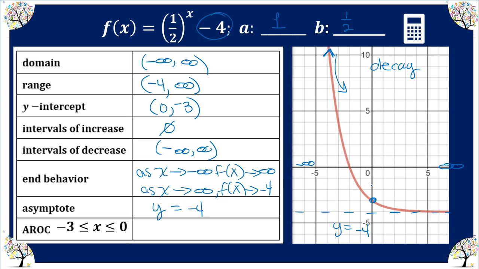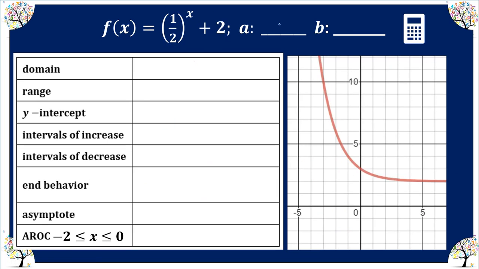And let's find the average rate of change. We have negative 1, 2, 3. That looks like right here. So this is negative 3, 4. And then 0, negative 3. So we're going to have our secant line. Oops, that should be straight. Our secant line is going to have a negative average rate of change. So 1, 2, 3, 4, 5, 6, 7 over 1, 2, 3. So negative 7 over 3.